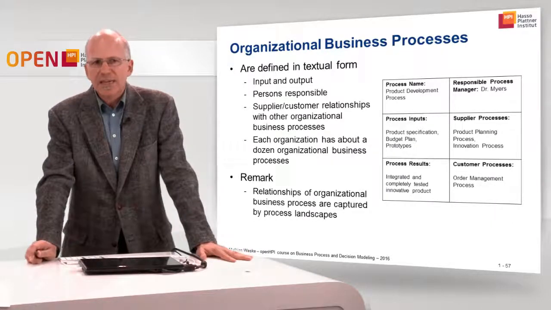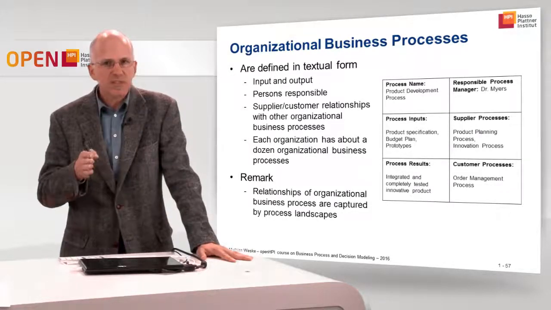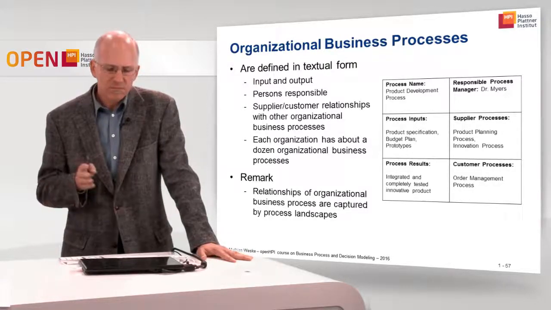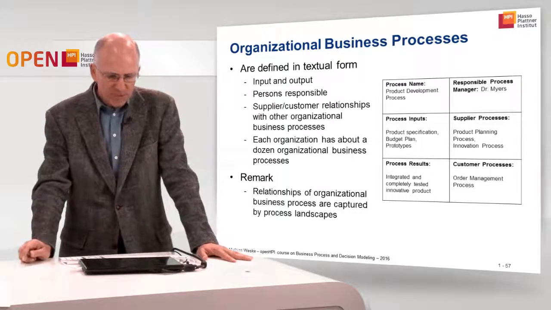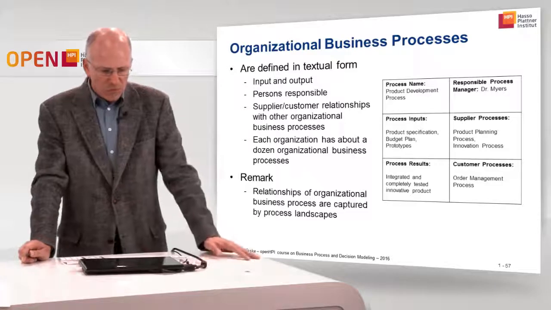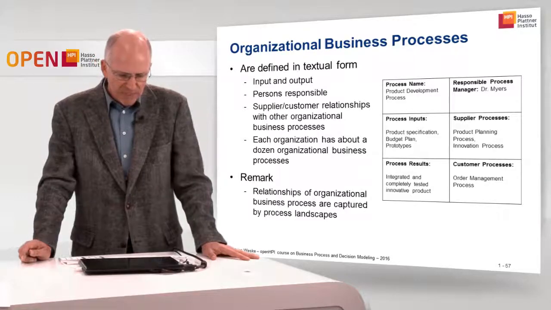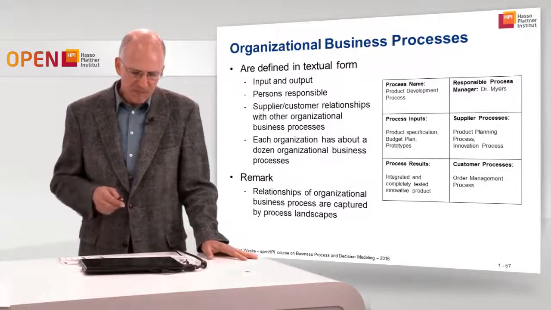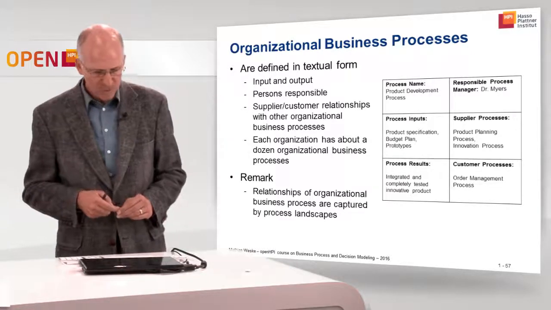They are often not defined on the model level, on the level of BPMN, activities, gateways, decisions, and so forth, but in a textual form, often using a table structure. For each organizational business process, we look at the inputs and outputs of the process, which persons or roles are responsible for the process, and which supplier or customer relationships exist with other organizational business processes. Each organization has about a dozen organizational business processes.